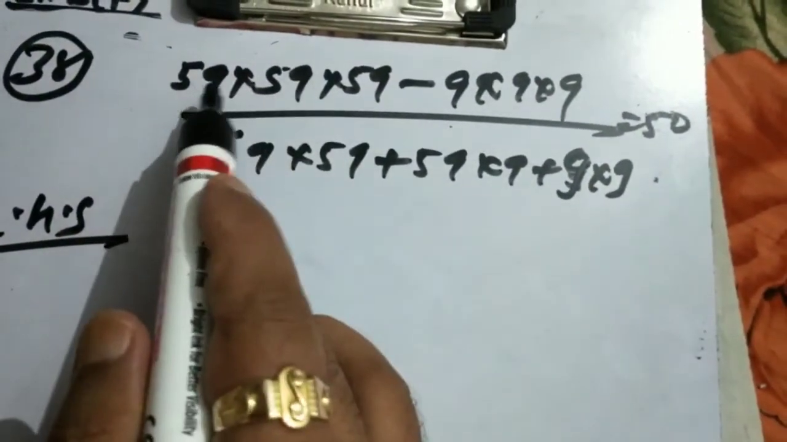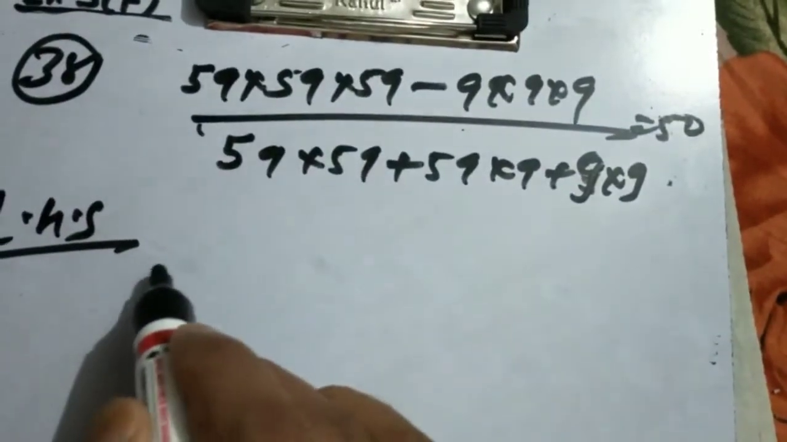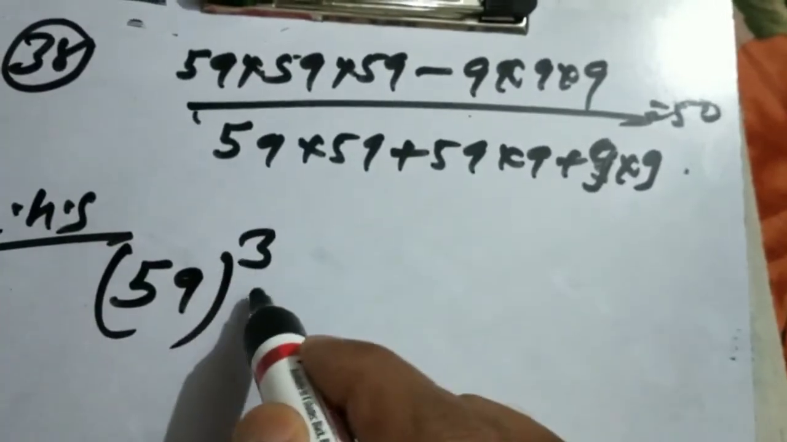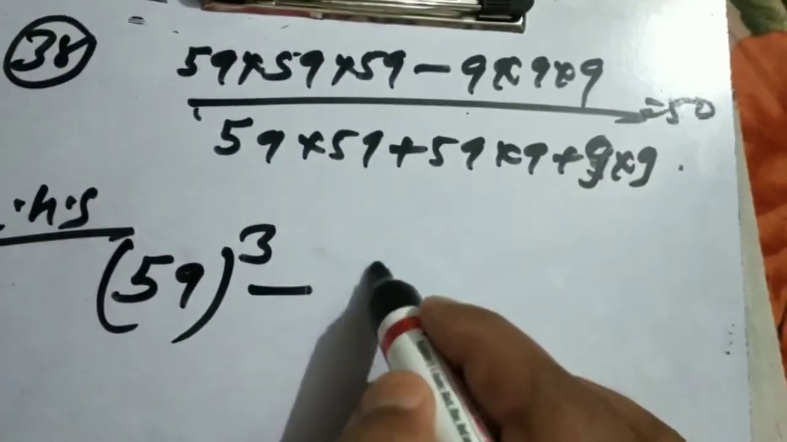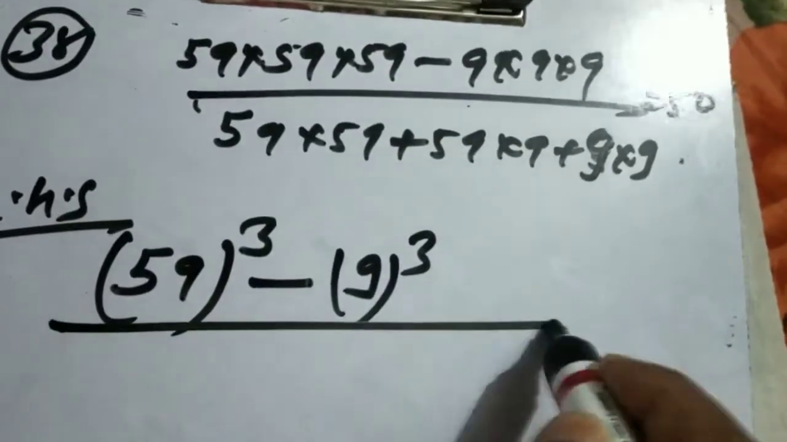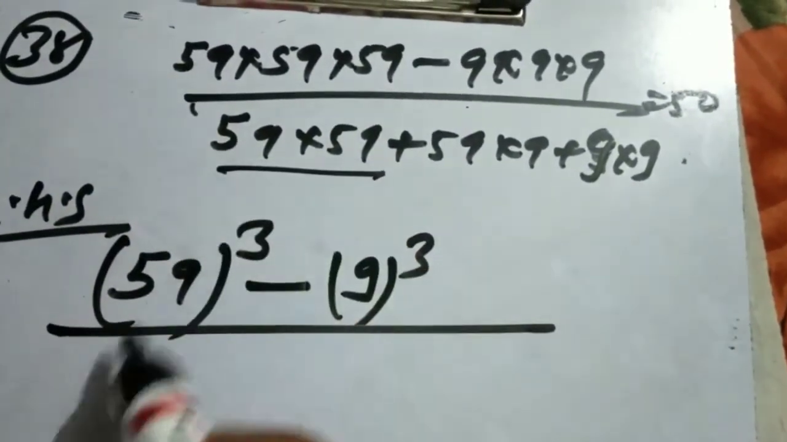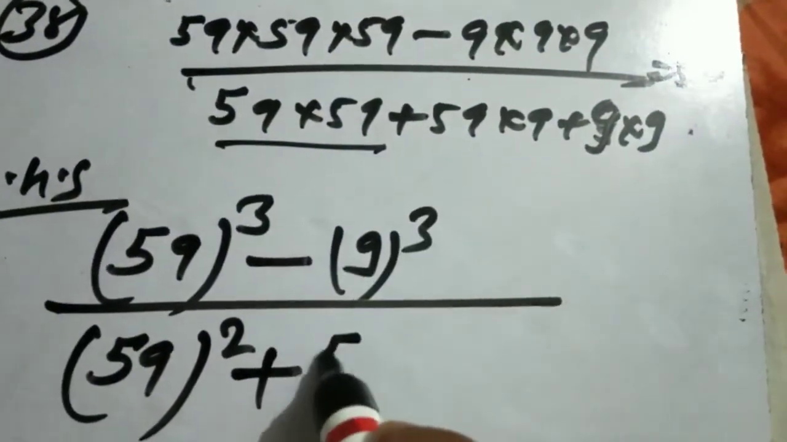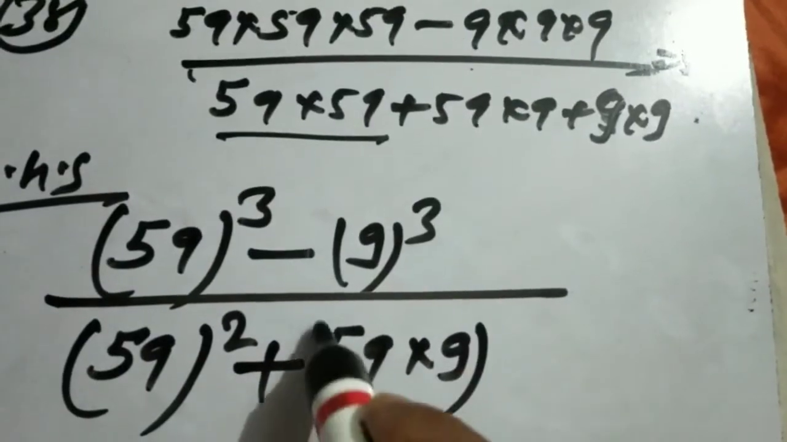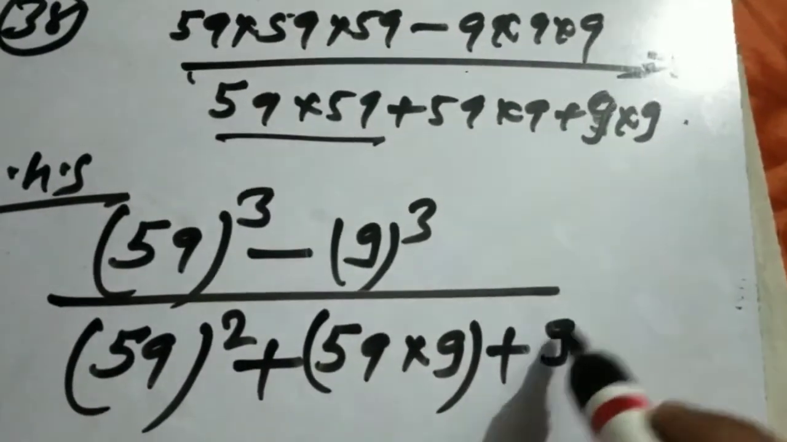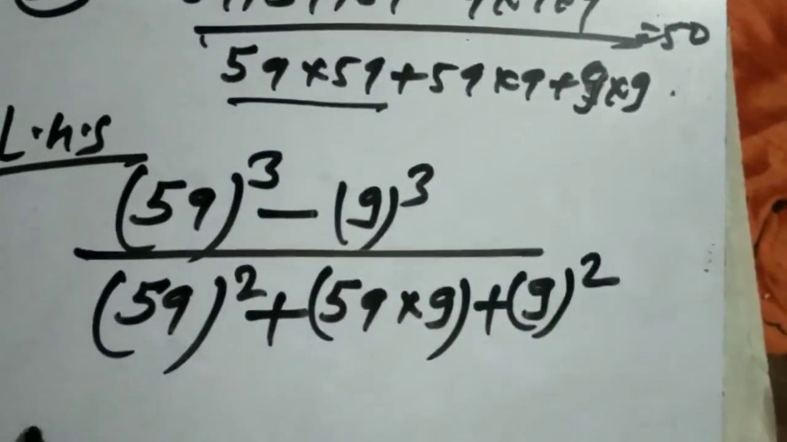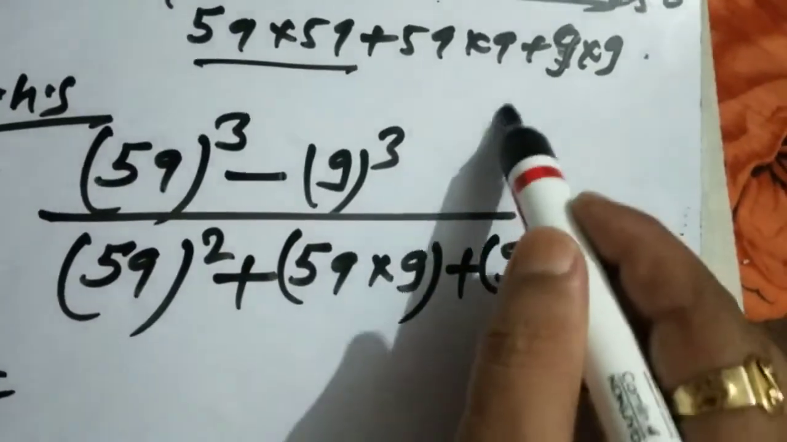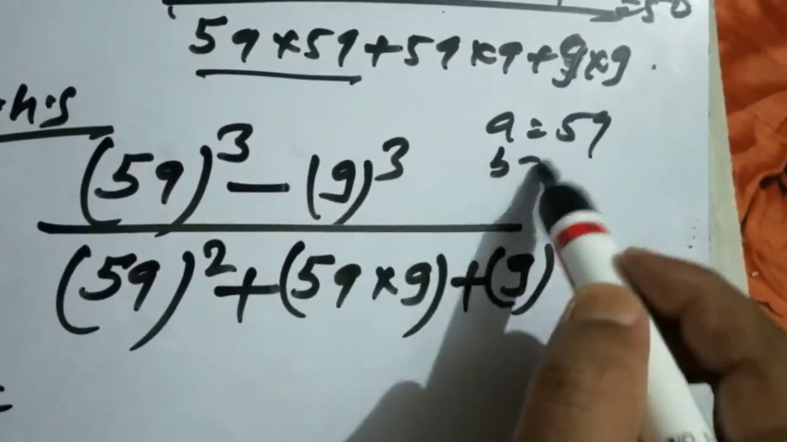Your LHS is 59 into 59 into 59. So this can be written as 59 multiplied by 3 times, so it will be written as 59 cube, and this can also be written as 9 cube. And now in the denominator we have 59 into 59, that is 59 the whole square, and then plus 59 into 9, and then we have 9 into 9, that is 9 the whole square. Now let us expand it on the identity a cube minus b cube, where a is equal to 59 and b is equal to 9.